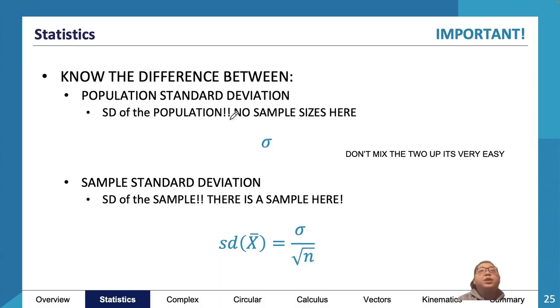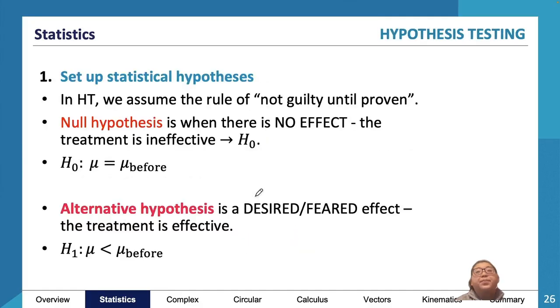So remember the population standard deviation and the sample standard deviation. The population standard deviation is just the standard deviation, but the standard deviation of the sample, just remember, is that over root n. Make sure not to mix the two up because it can be really easy and then mess up your calculation significantly.